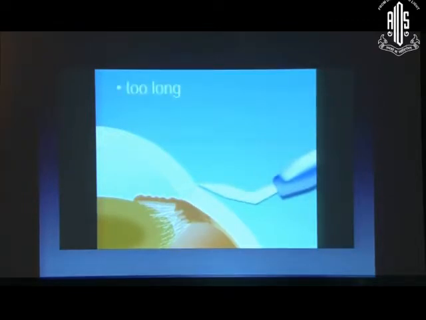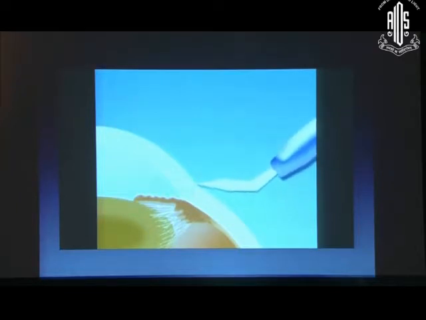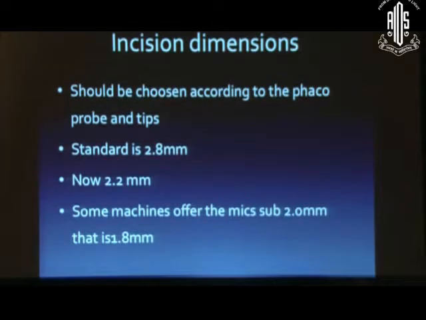If it is placed too flat, you may tend to make a too long tunnel, and this actually causes your viewing into the anterior chamber to be not very good, and also your access of your instruments into the anterior chamber not very good. The best thing is to have your keratome placed exactly parallel to the iris plane.